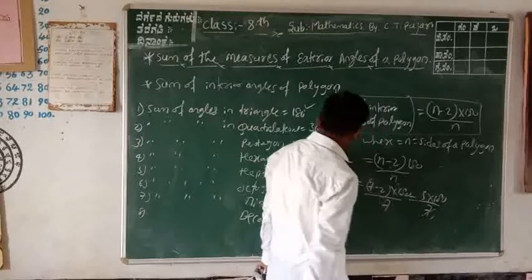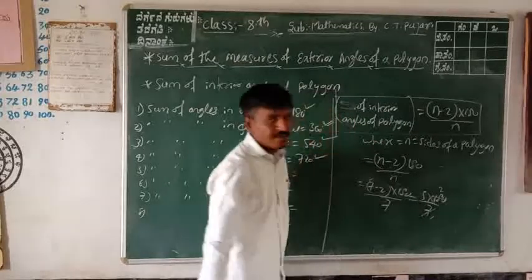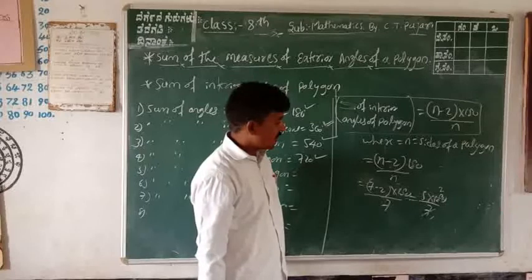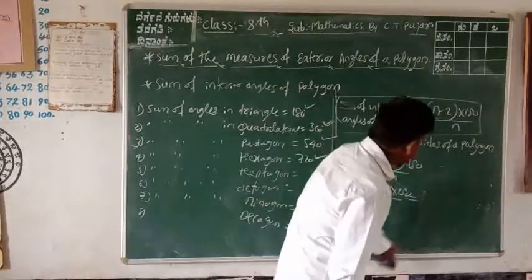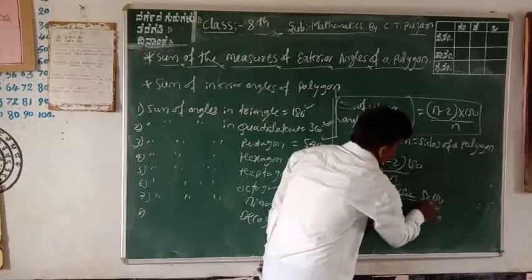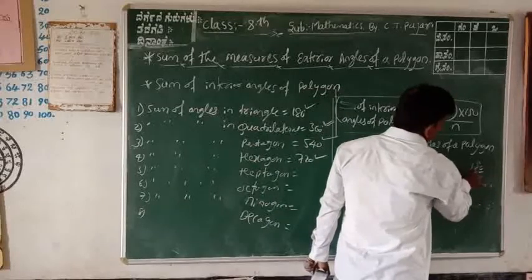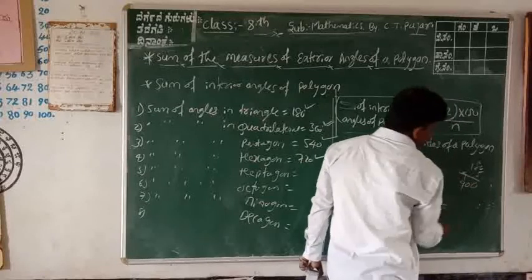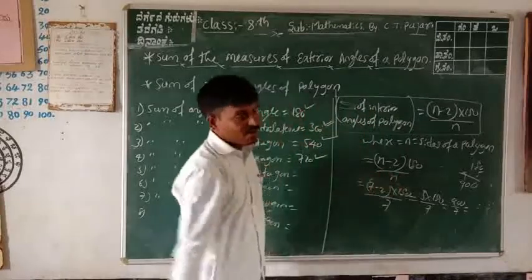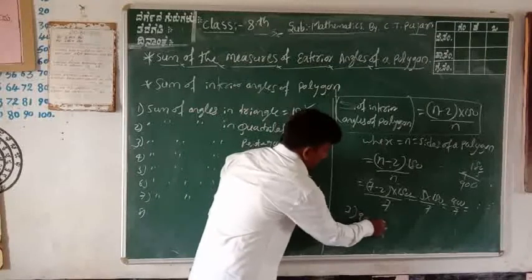Next, cancellation. Check the question once again: 7 ones are 7, 7 twos are 14, remaining 4. Otherwise, you can directly multiply: 5 into 180 degrees divided by 7. 180 into 5 is 900, divided by 7. This is a decimal number, no problem.